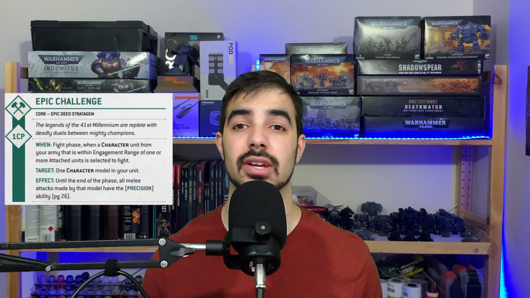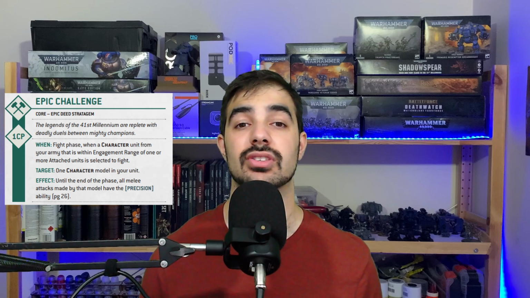The next stratagem is the Epic Challenge stratagem. Now, this is a 1 CP stratagem that is an epic deed, and it is green in color. Now, during the fight phase, when a character from your army is within engagement range or one or more attached units is selected to fight, so an attached unit is a normal unit that's got a character attached to it, one character model from your army gains the precision ability on all of its melee attacks until the end of the phase. So you're actually able to dedicate your close combat attacks directly against the character when making those attacks.